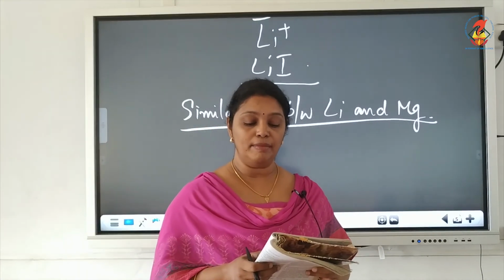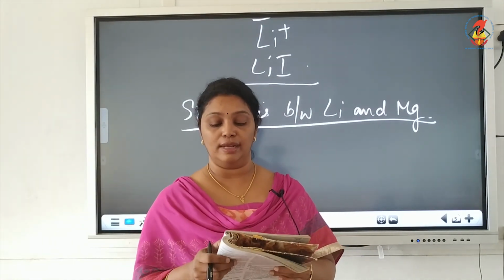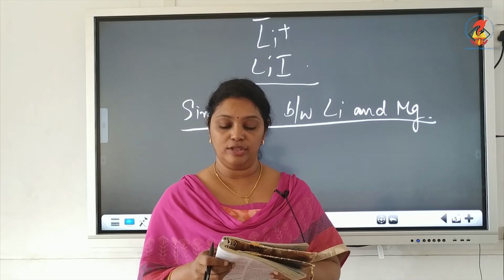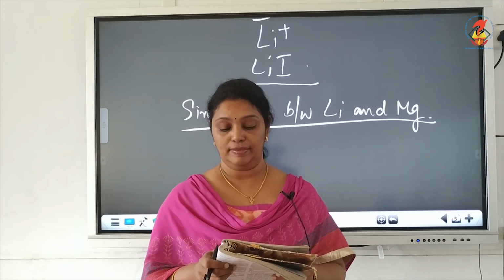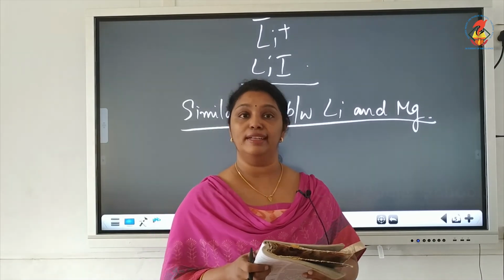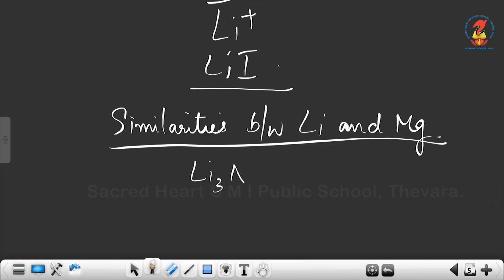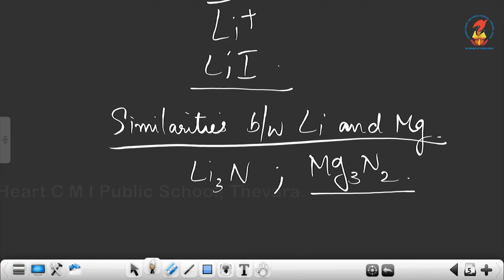Second point, lithium and magnesium react slowly with water. Their oxides and hydroxides are much less soluble and their hydroxides decompose on heating. Both form nitride by direct combination with nitrogen. Now lithium forms lithium nitride with the formula Li3N and magnesium forms Mg3N2 because the valency of magnesium is 2.